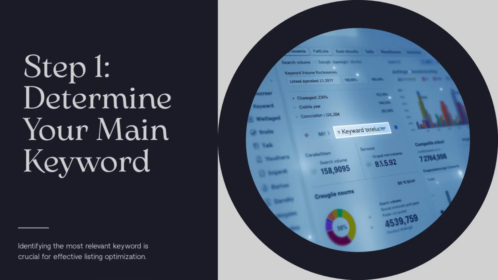Step 1. We need to determine the main keyword. It is our foundation. So I start by identifying the main keyword, the most relevant high performing term representing the product, because this will ensure the alignment with what shoppers are searching for on Amazon and builds the foundation for the rest of the listing. So how should we do this?